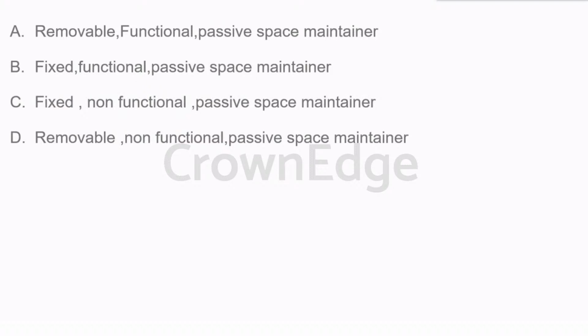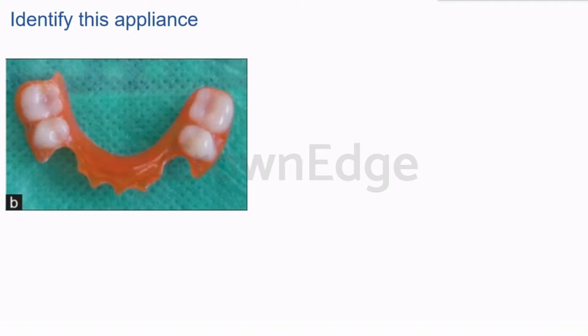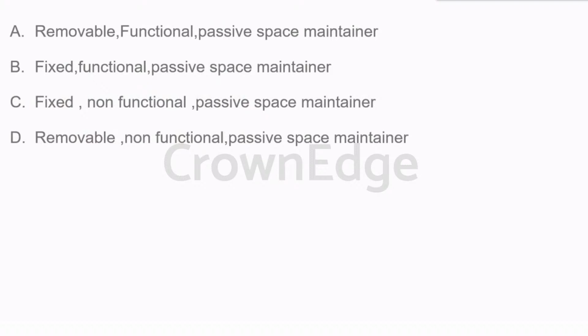Let's move on from our last option. Removable non-functional passive space maintainer: is it non-functional or functional? We have teeth here. It's just not acrylic here. So it's a functional space maintainer, right? So option D is removed. Option C, is it a fixed non-functional passive space maintainer? No, it is not a fixed appliance. It's a removable appliance. Option C is also removed.